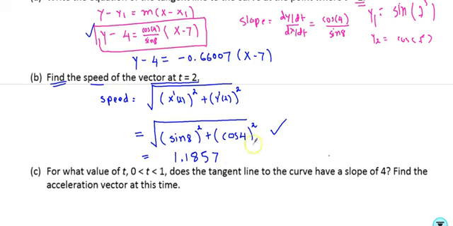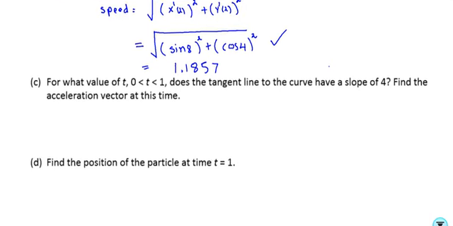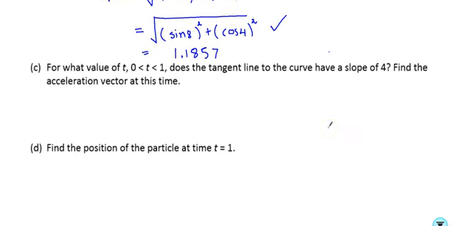Okay, so let's take a look at how we find the acceleration vector. Let's read this question carefully. At what values on the interval 0 to 1 does the tangent line of the curve have a slope of 4? Find the acceleration vector at this time. So this is a two-part question. The first part is to find the time t, and the second part is to find the acceleration at that time. So let's take a look at the slope equation.